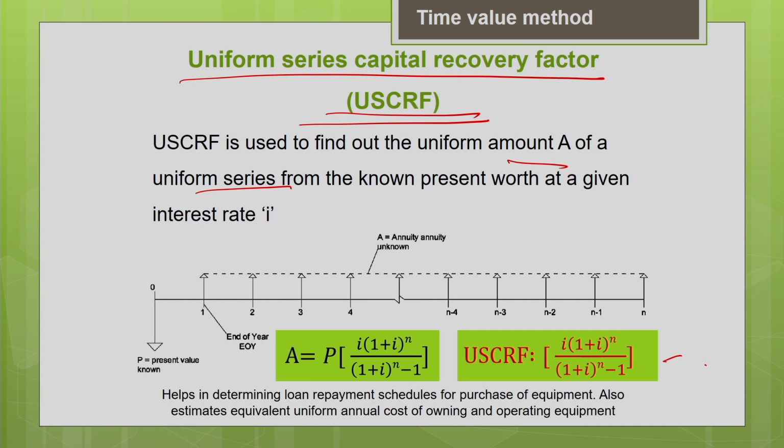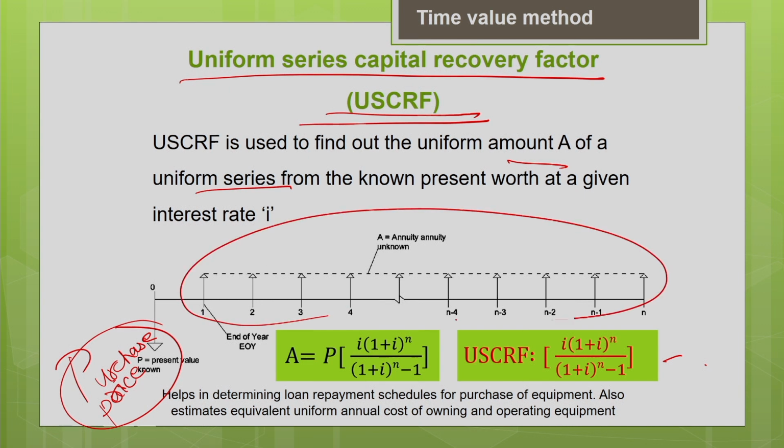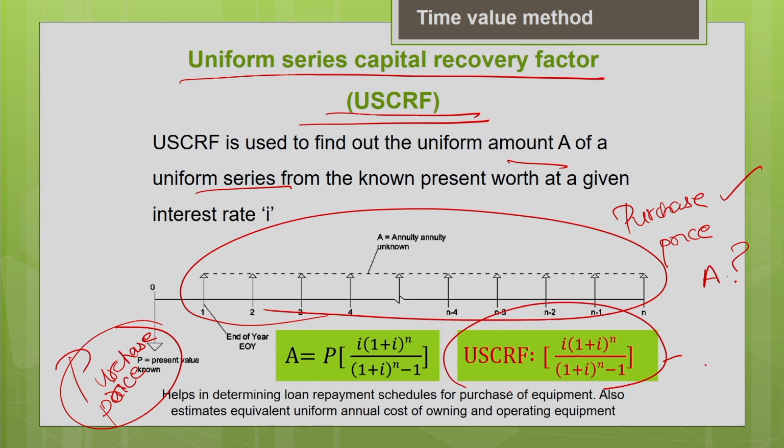Another important application in equipment economics: you know the purchase price of the machine at the beginning. That is the present value. How to convert it into equivalent uniform cash flows over the useful life of the machine? How to convert the purchase price into A? The purchase price is known to you, A is unknown, so we can calculate it using this uniform series capital recovery factor.